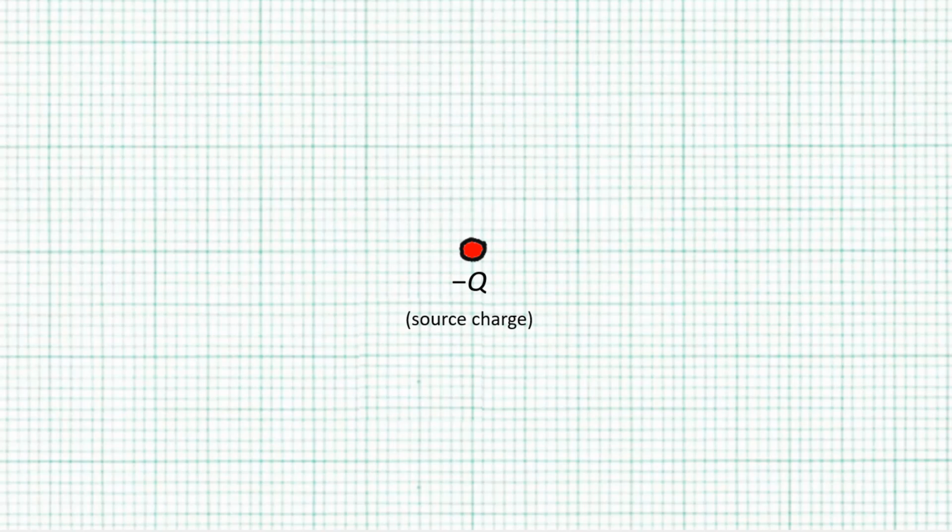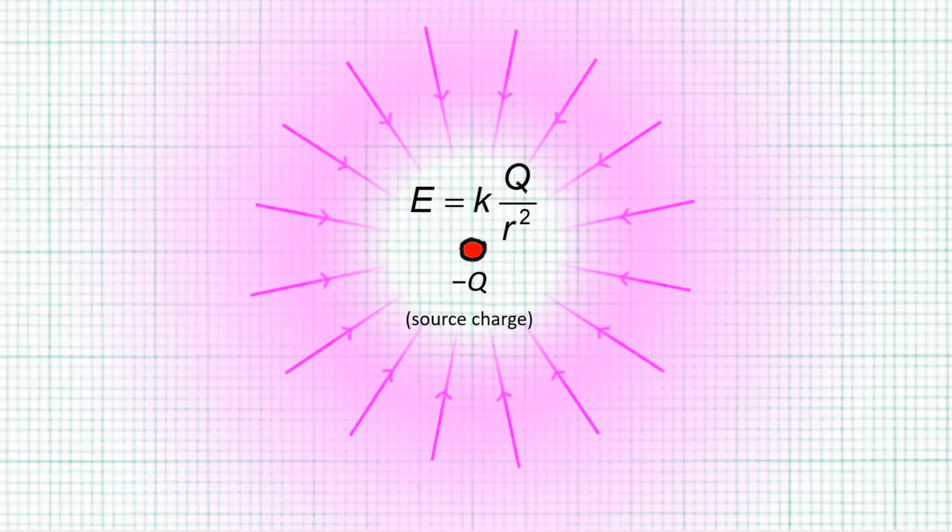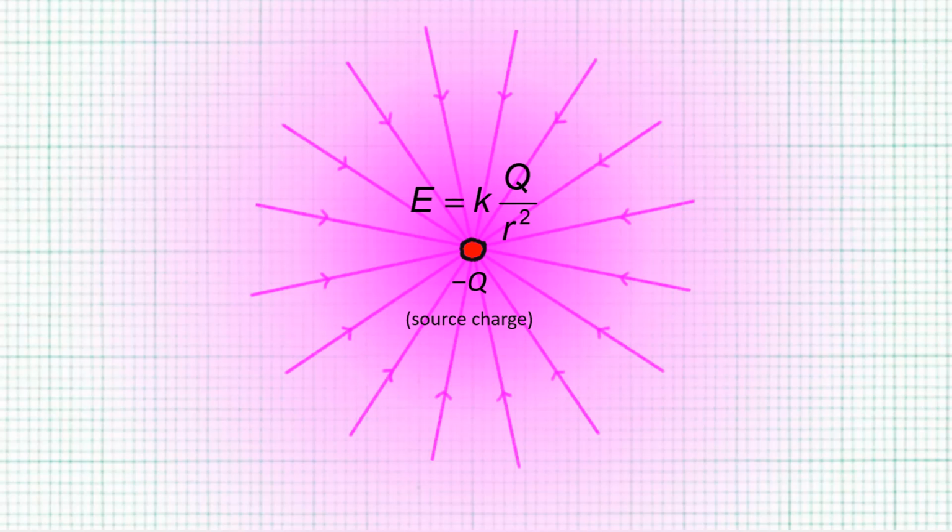What about a negative source charge? Well, everything is the same, including the formula kQ over r square. The only difference is that it's an inward field. So a positive test charge will experience an inward force, and a negative test charge will experience an outward force.